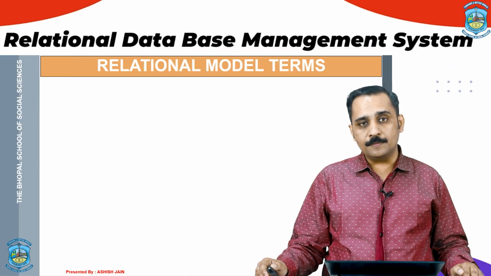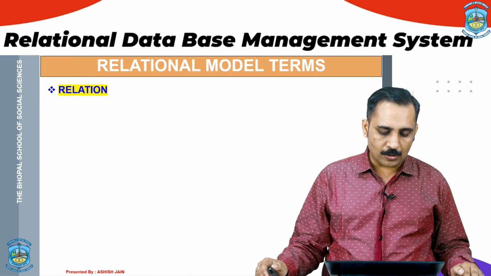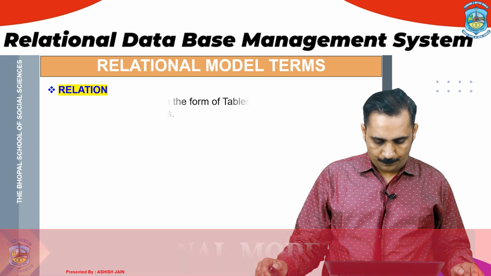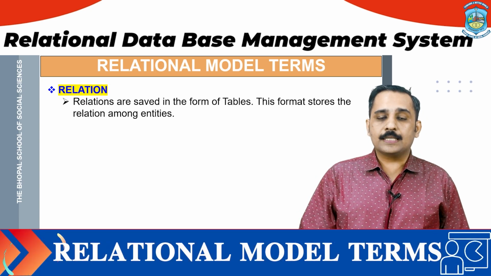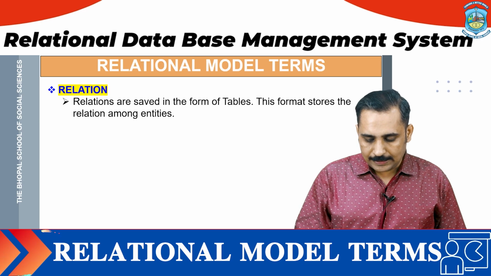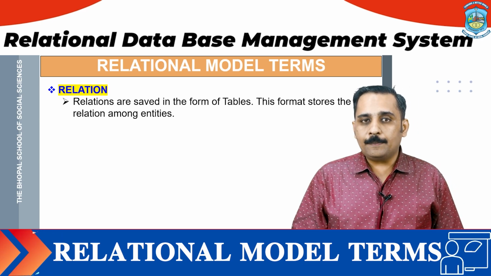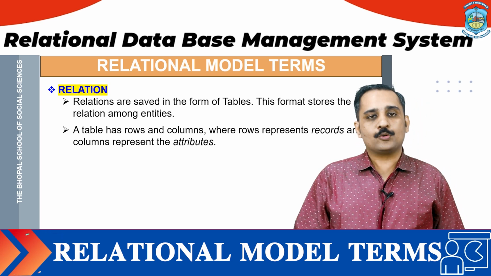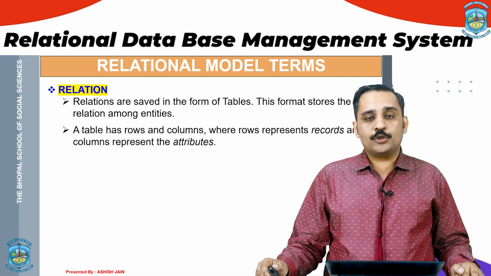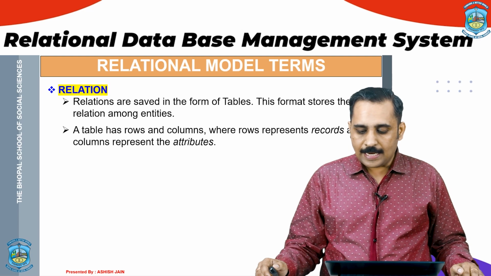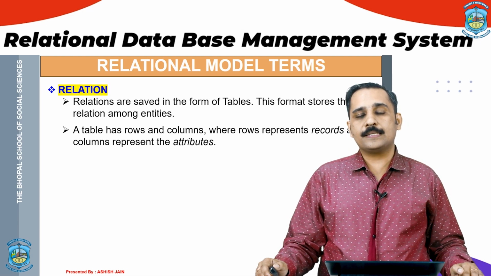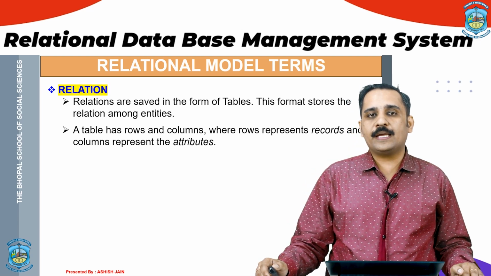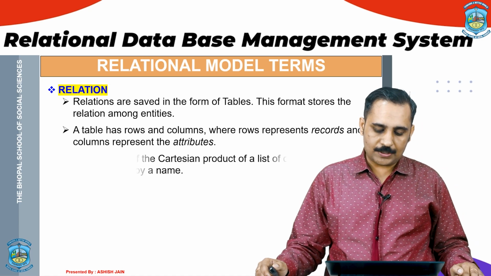Let us see some terms that are frequently used in relational model. First of all, relation. A relation is a saved form of tables. That is, whatever we store in a table, we call that table a relation. A table has rows and columns where the rows represent different records and the columns represent different attributes by which we can refer to different values that are stored in it.